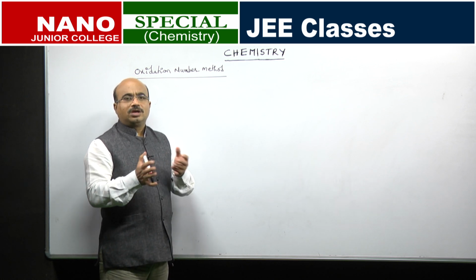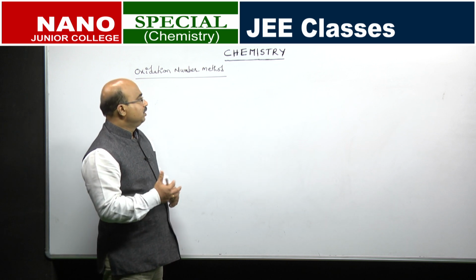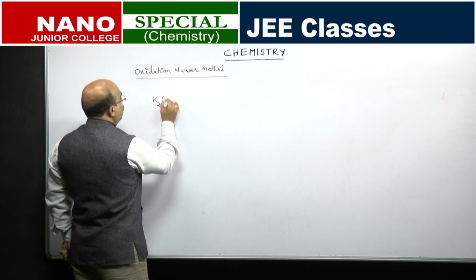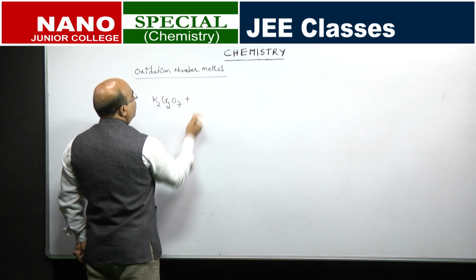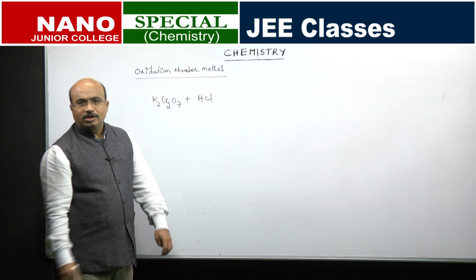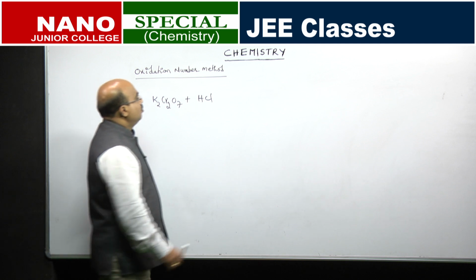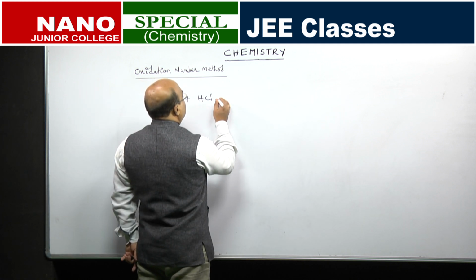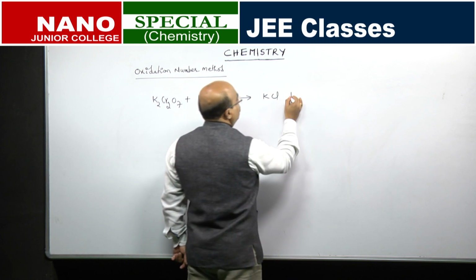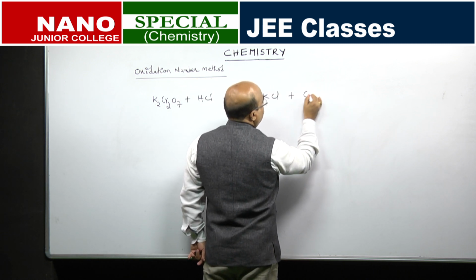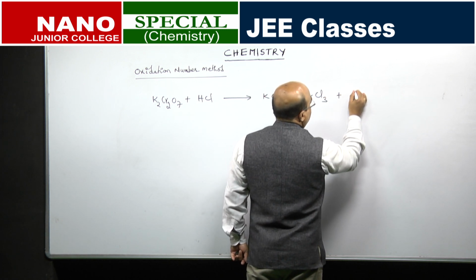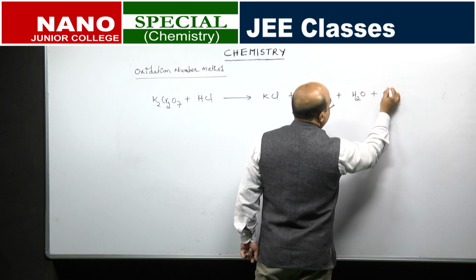So, let us see another molecular equation and we will practice it. Let us see this question: K2Cr2O7 treated with HCl, only HCl is added, so that it converts into KCl plus CrCl3 plus H2O plus Cl2.